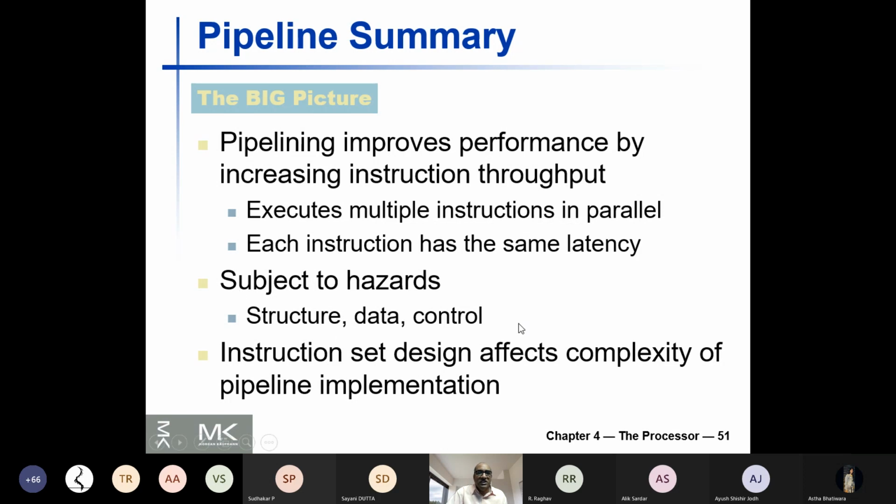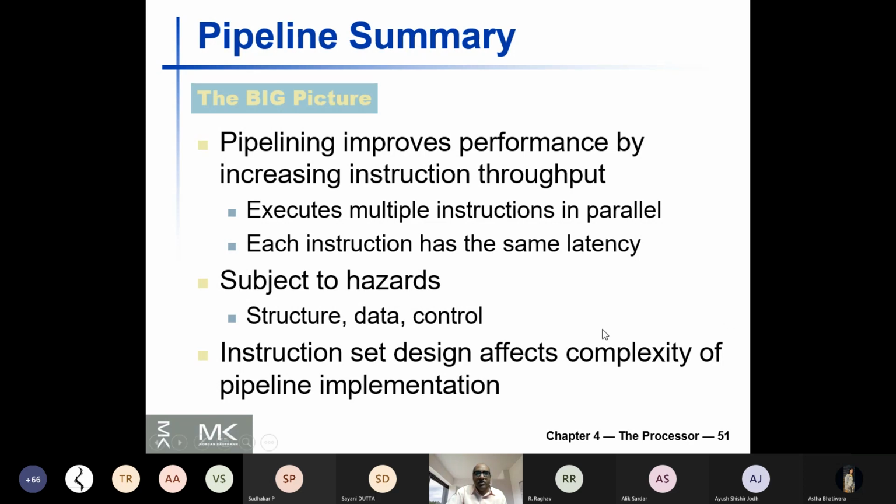But when you are using the pipeline implementation, there will be some issues, like structural hazards, and data and control hazards, that we have gone through. We have seen what those are, and what the techniques or ways are to overcome or reduce their effect, for improving pipeline efficiency.